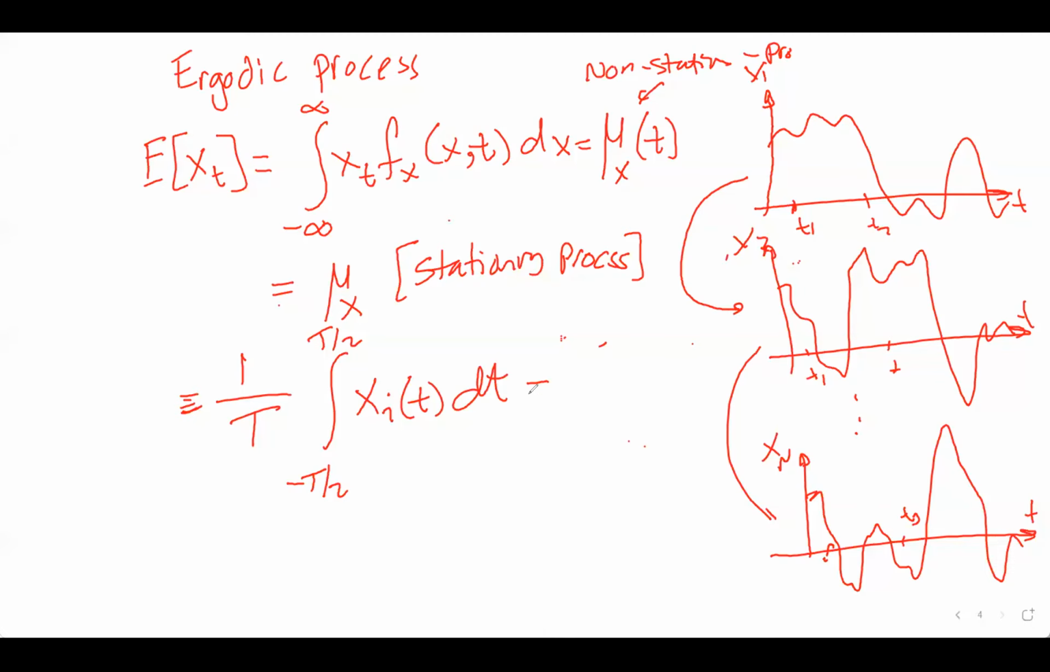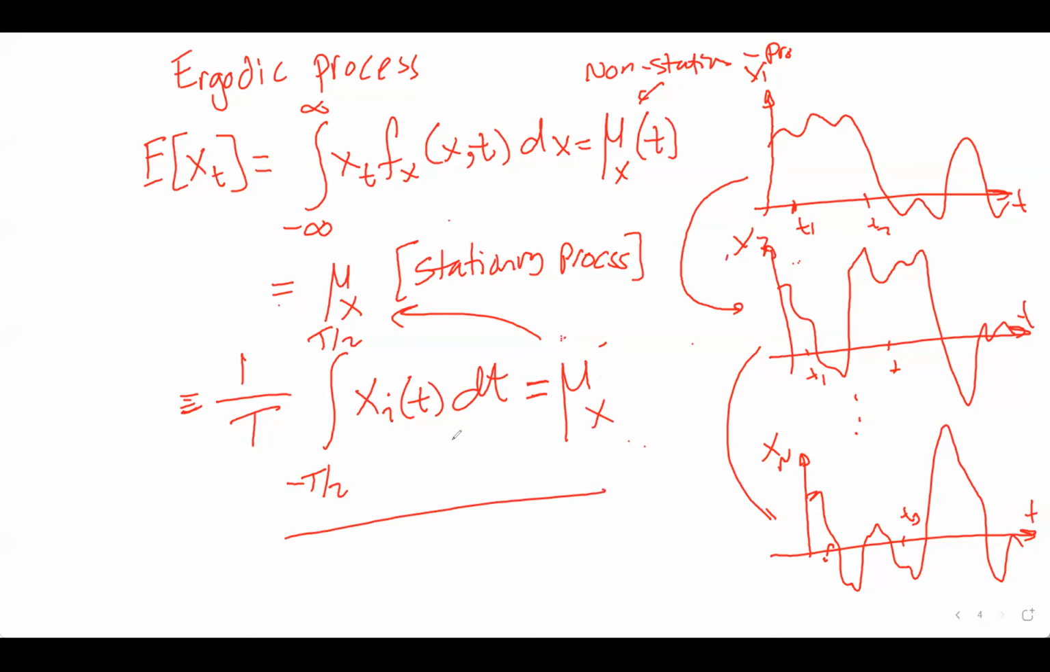The whiteboard disappeared, so I need to reshare it again. Yeah, so if this one is equal to the same as mu x given above, then we call this process an ergodic process.